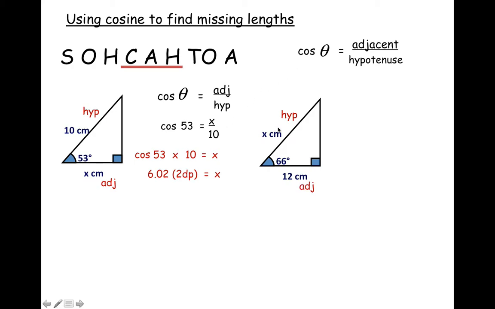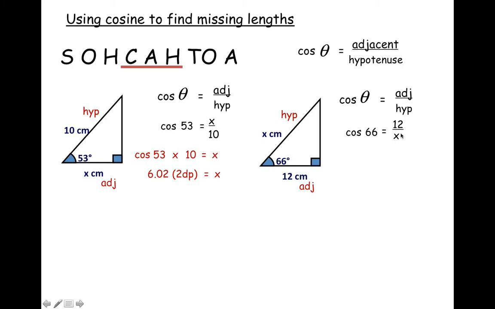The next one, I'm labeling my triangle. I've got hypotenuse and then I've got my adjacent. So again, we know it's cos because it's got the adjacent and the hypotenuse. My relationship is cos theta equals adjacent over hypotenuse. I plug in the right numbers where they're supposed to go, and this now is a little bit different because my unknown's at the bottom.